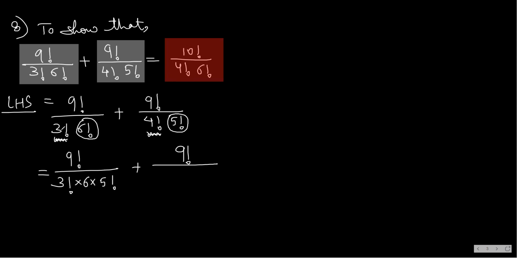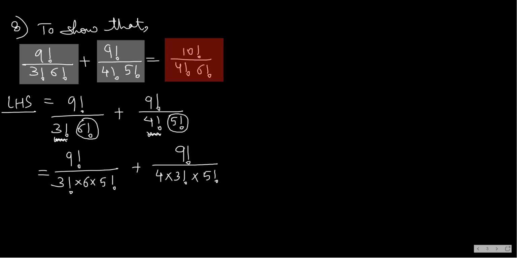Its pairing is with 3 factorial, no? So you will write 4 into 3 factorial. And for 5 factorial, you have already managed because this is a smaller number. So for the smaller number, you have already managed with the corresponding bigger number. So you leave it. So this is 5 factorial.